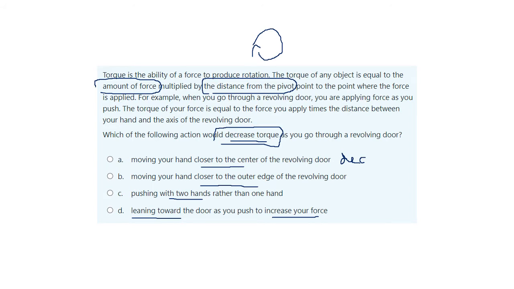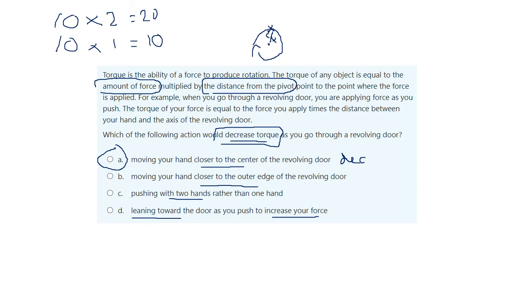So that would decrease the torque. Imagine that the force we put in is 10, and before, if this is the door, if we were on the edge of the door and we had a distance of 2, then the torque would be 10 times 2, which equals 20. If we move closer to the center, so we have a distance of 1, the force would remain the same, but the distance is now 1, so the torque would be 10.